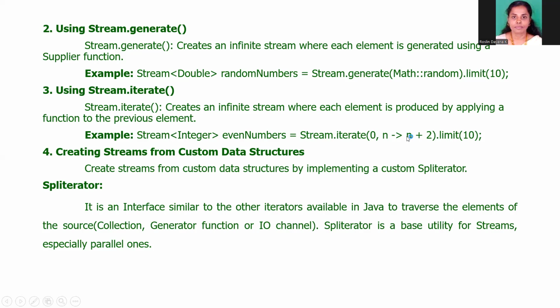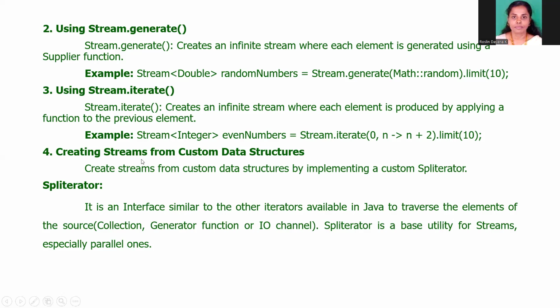It means n is 0 the first time, so 0 plus 2, the next value is 2. With the help of the first value, the next value will be iterated. Here the limit function is used to avoid infinite execution. In this particular example, 10 values will be iterated.